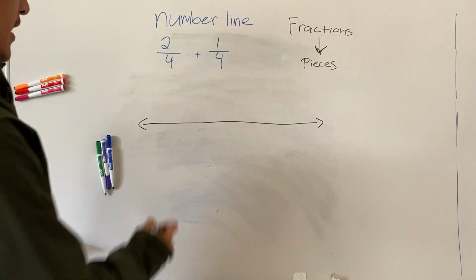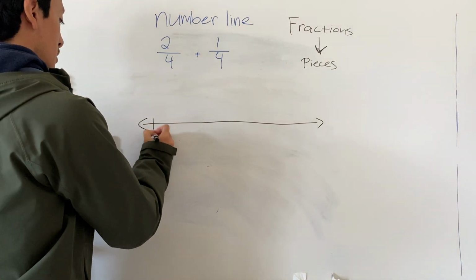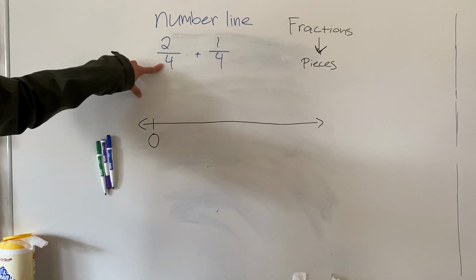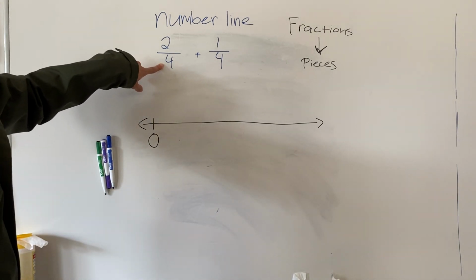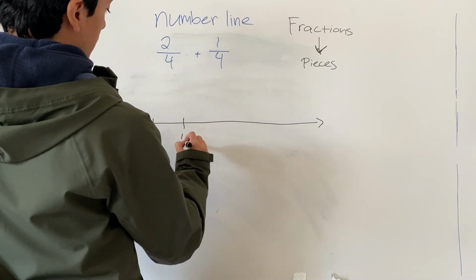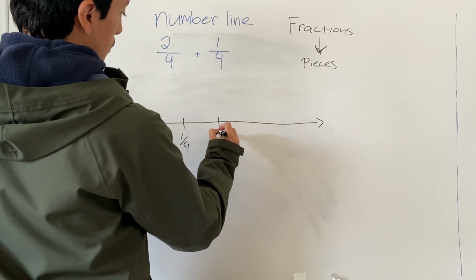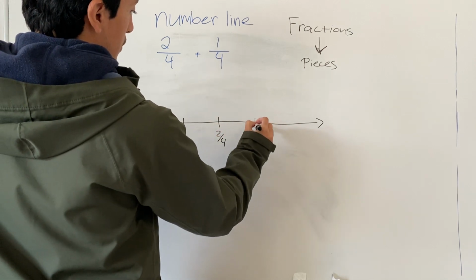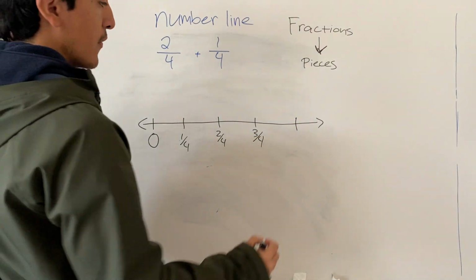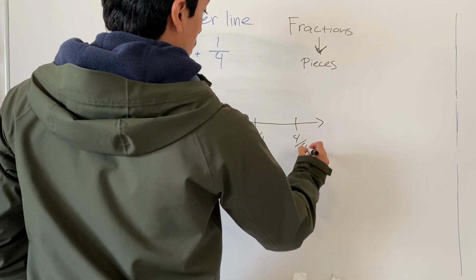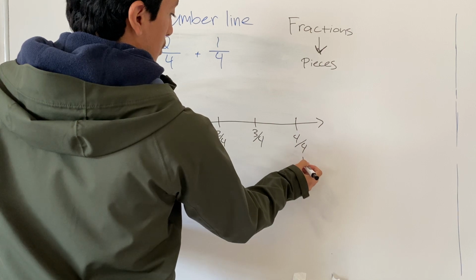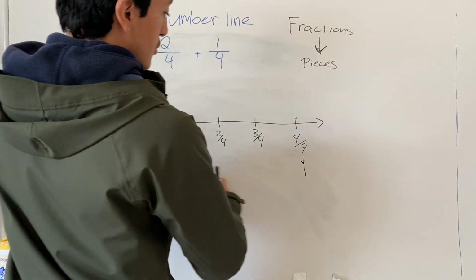Okay. And again, what number should we start off with? 0. Okay. Now, notice my denominator. I have a denominator of 4, right? Which means I'm probably going to have 1/4 over here, 2/4, 3/4, and what's next? 4/4, or what's another way of writing that? Or just 1, right? 0 to 1.